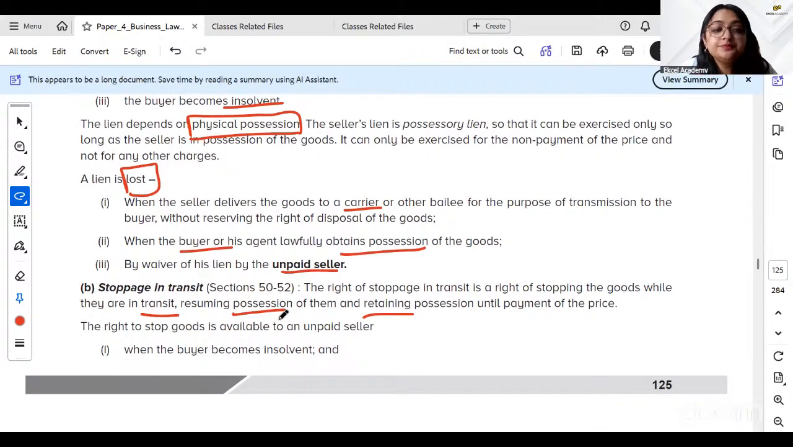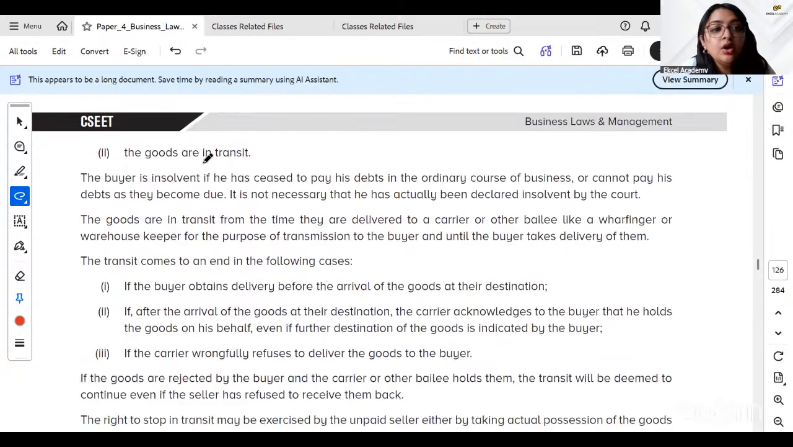Okay, when will this right be available? When the buyer becomes insolvent or when the goods are in transit. Okay, the buyer is insolvent if he has ceased to pay the debt. So this is just the meaning of your insolvency. The goods are in transit from the time they are delivered to a carrier or other bailee like a wharfinger or warehouse keeper for the purpose of transmission and until the buyer takes delivery of them. All right, so either you can directly deliver the goods to the buyer, then it will be in transit, or if you're giving it to a carrier, from the time it has left your space to the courier space, from the courier to the buyer, it will be in transit.